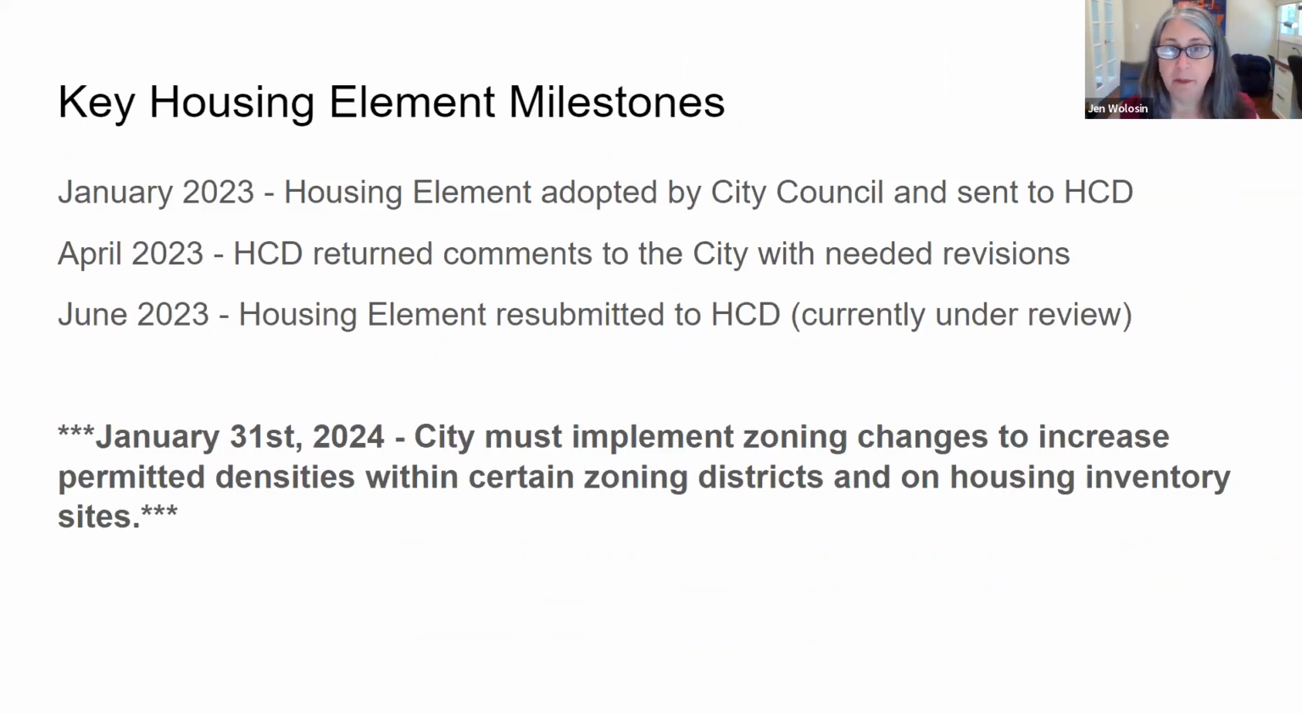So the key housing element milestones: we adopted our housing element in January of this year. The Housing and Community Development Department of the state returned our housing element with needed revisions, and we resubmitted our housing element to the state. We're currently awaiting news to see if that is acceptable to them. And within our housing element, we've made many program and policy commitments. The one we're going to be focusing on today is this January 31st, 2024 requirement, which is in less than 6 months, where we must implement zoning changes to increase our permitted densities to allow more housing on sites. So before we dive into it, let's talk about zoning.